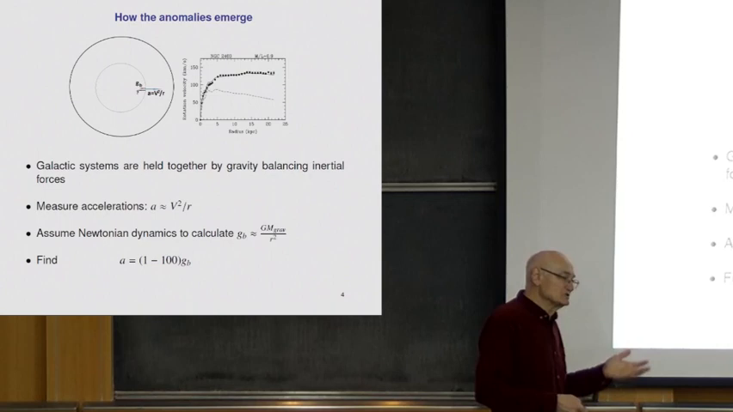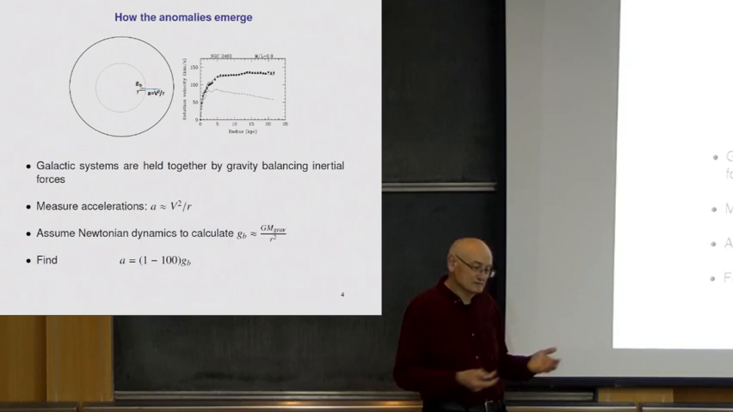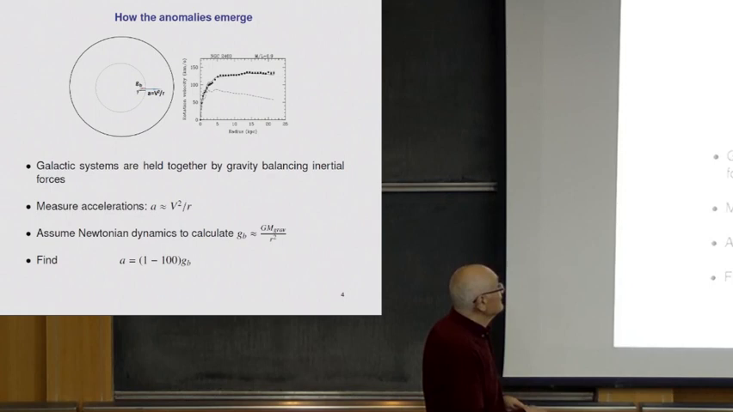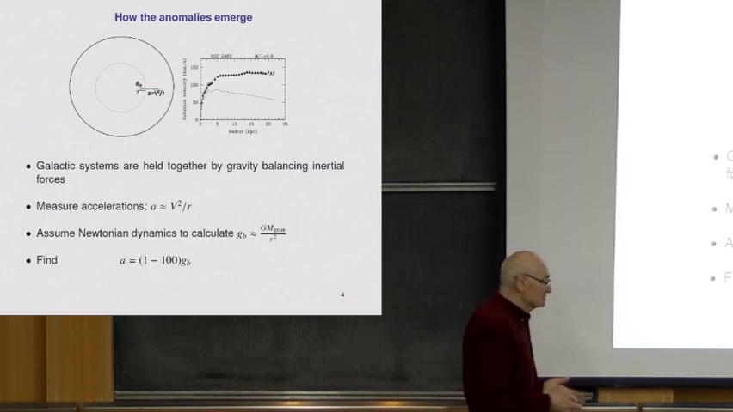I forgot to mention the jargon: the matter that you see in galaxies is called baryons. Baryons, for obvious reasons for physicists, and to distinguish it from dark matter for those who believe in it. So baryons stand for just the visible matter in all forms. And as you can see, this little arrow is much smaller than this big arrow, which means that there's something missing. And what is missing has been the subject of contention for many years now.